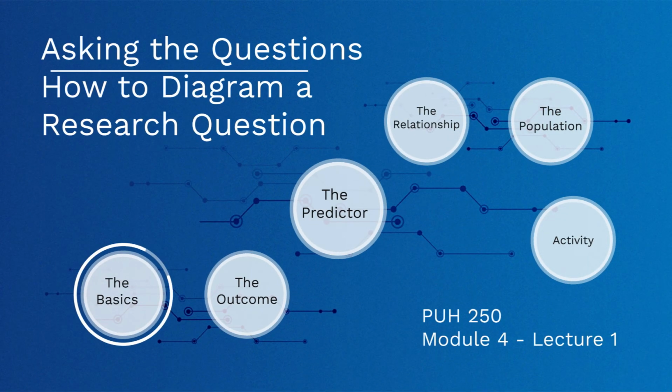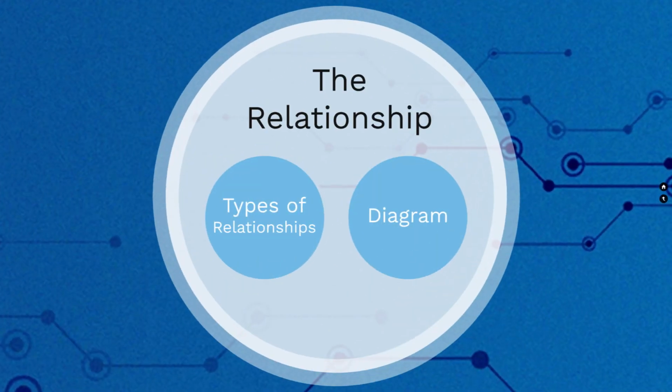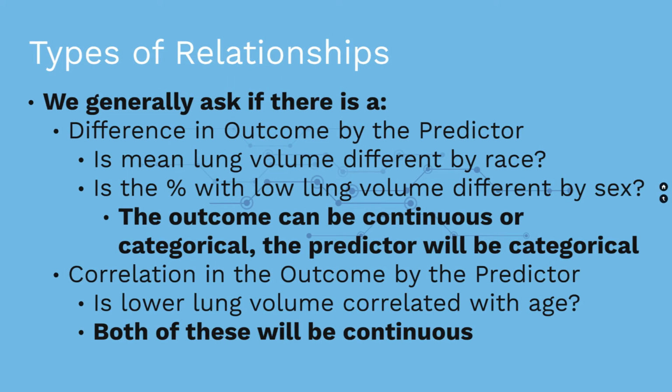So once you have your outcome and your predictor, then you need to define the relationship. So again, what are the types of relationships and how do you add those to your question? We generally ask if there's a difference in the outcome by the predictor. Is mean lung volume different by race? Is the percent with low lung volume different by sex?